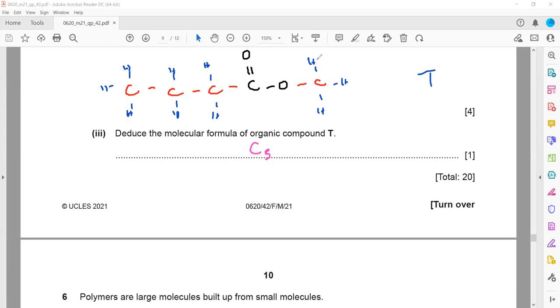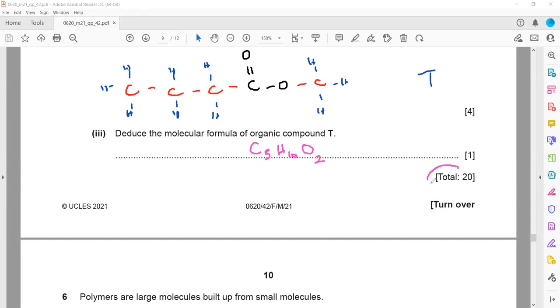And how many hydrogen are there? 1, 2, 3, 4, 5, 6, 7, 8, 9, and 10. C5H10. And how many oxygen are there? 2. So C5H10O2. So that is the molecular formula of this compound T. Molecular formula actually represents the actual number of atoms present in the structure.